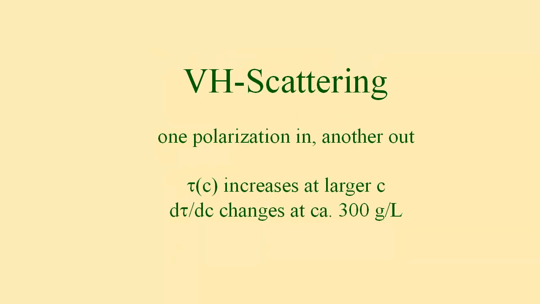Depolarized light scattering readily gives a relaxation time, tau. One finds experimentally that tau increases with increasing polymer concentration. However, there is a dramatic change in the slope, d tau dc, that appears at a polymer concentration of approximately 300 grams per liter.